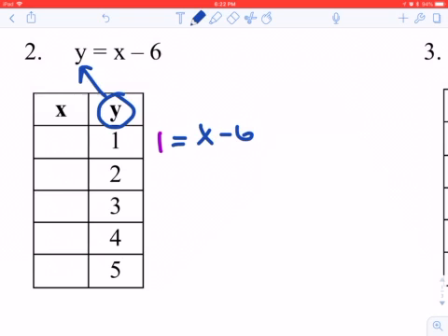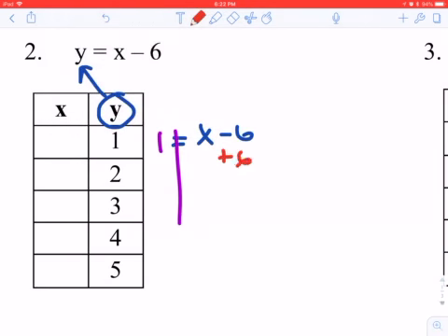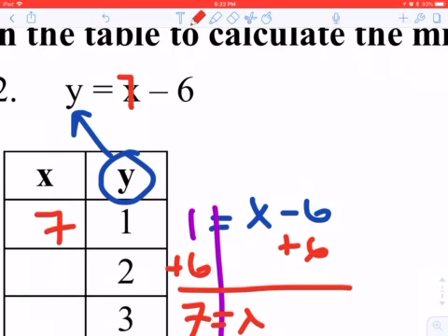And now I'm going to solve for this x. So I'm going to add 6 to both sides. I get 7 is equal to x. So that means when x is 7, you get y is 1. And it makes sense. If you go up here to check it, let's say I put a 7 there, you see that 7 minus 6 is equal to 1, which right here checks out.